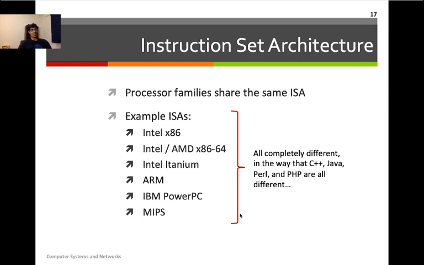For example, Intel x86, Intel AMD x86-64, ARM, IBM PowerPC and MIPS are all strikingly different, just like how C++ is different than Java, and how Java is different than Perl and PHP, and so on and so forth. However, if you were to pick up just one particular instruction set architecture, picking up all the others will be quite easy. I'm not saying it will be completely straightforward, but it will be very easy.